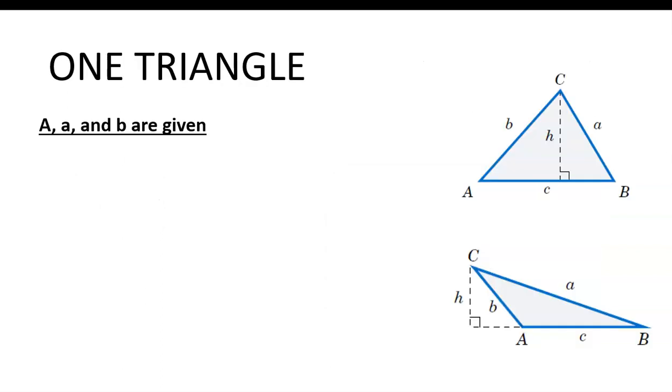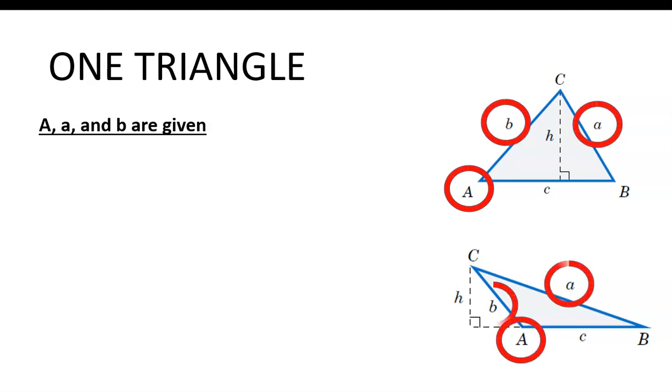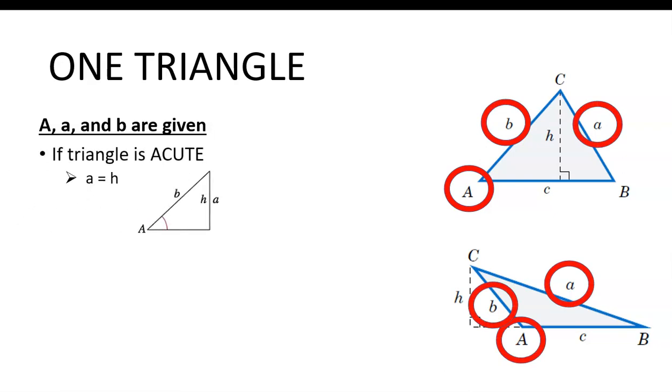Okay, what happens when I have one triangle? Let's say that our A and B were given. So all of these here will be given. They're going to give us these amounts. If the triangle is acute and A is equal to H, then you know that you have one triangle. Actually, you'll have a right triangle. That will happen in a right triangle.